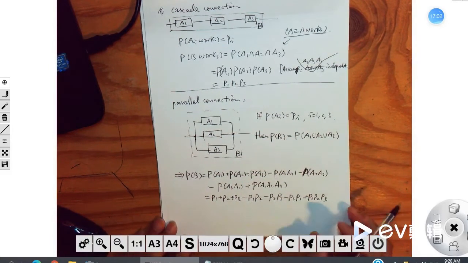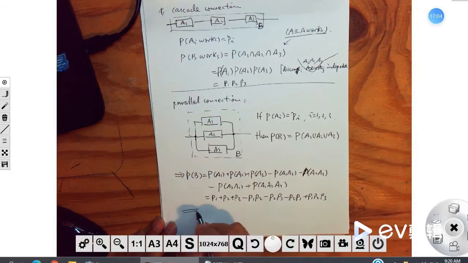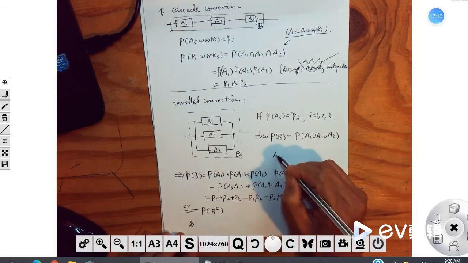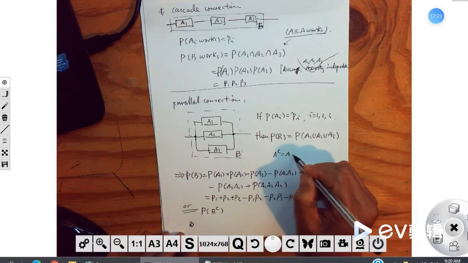So we can have another way to calculate. This is the probability of B doesn't work. A^C equal to A doesn't work.